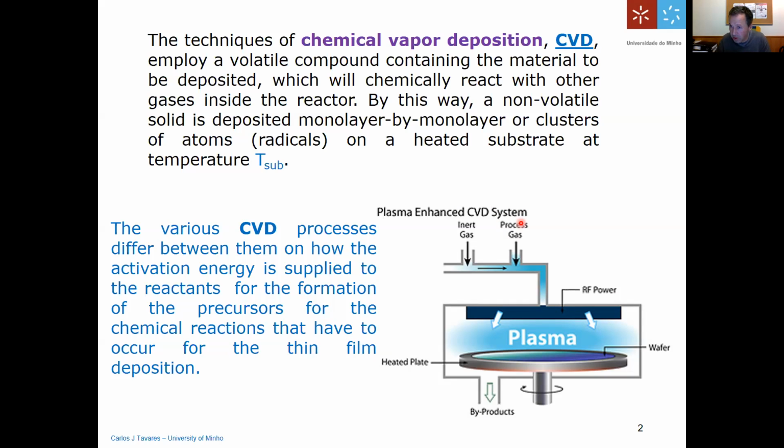Normally, the substrate is heated, like I said. And in this particular case, as the process gas passes through this channel here, we have a radio frequency power generator, which activates the plasma and breaks down the precursor into other types of molecules, which can be adsorbed on the surface of this heated plate that you see here.